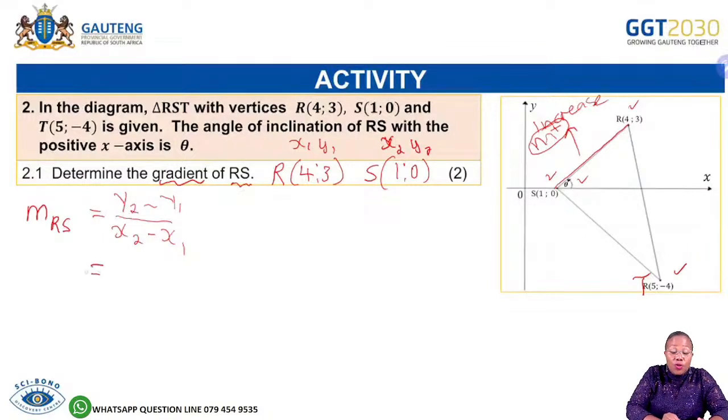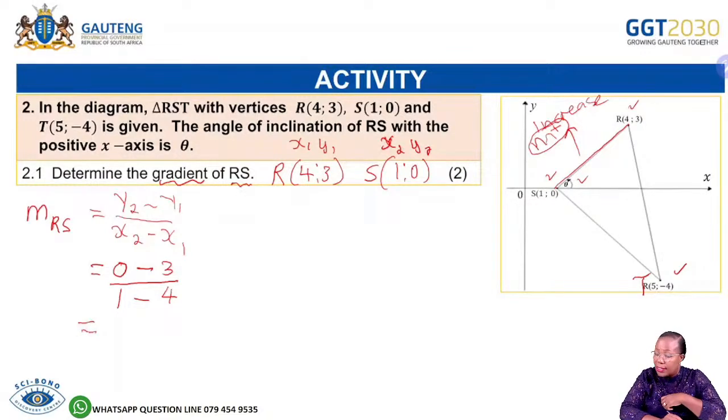And then let's now substitute, grade 12. What is our y2? 0 minus y1, 3, over x2, 1, minus x1, 4, and then into our calculators straight to the answer, grade 12. Our answer will be a positive 1. Can you see now? This is satisfying the condition that we predicted, that the gradient must be positive. So our gradient is positive. Allocation is 2 marks. Therefore, it will be 1 mark for the substitution and 1 mark for the answer.